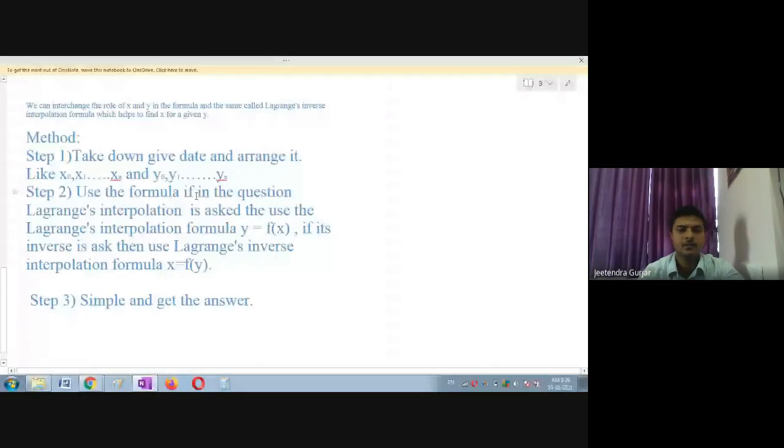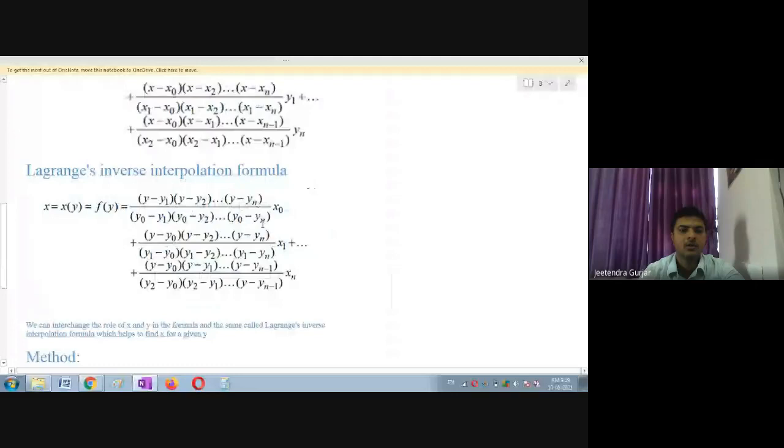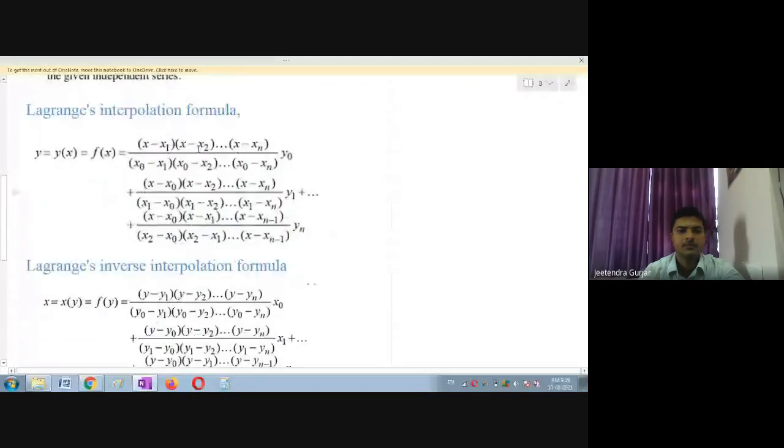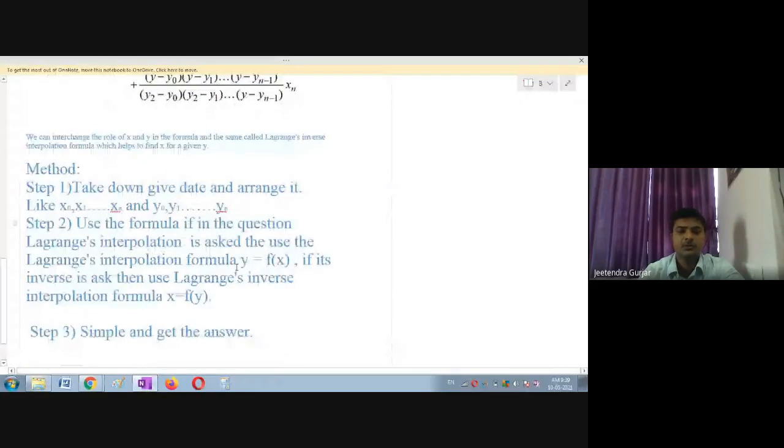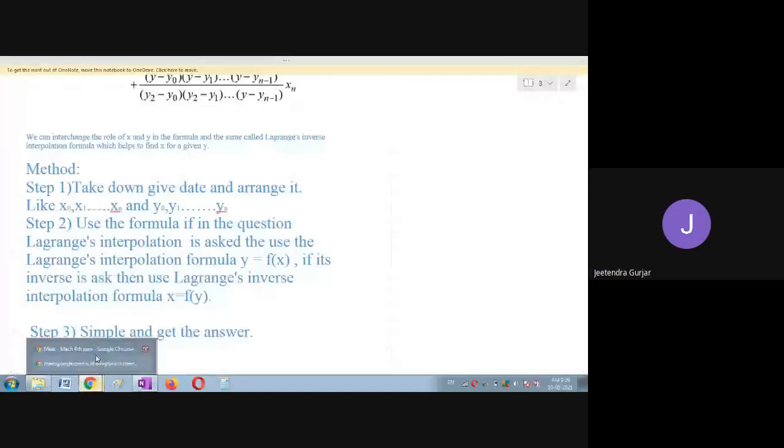Okay, use the formula. If Lagrange's interpolation is asked in the question, use Lagrange's interpolation formula, y is equal to f of x, which has terms like x minus x1, x minus x2, up to x minus xn, divided by x naught minus x1, x naught minus x2, and so on. You are going to remember all these formulas. Then if the question says to use the inverse, you use Lagrange's inverse interpolation formula.